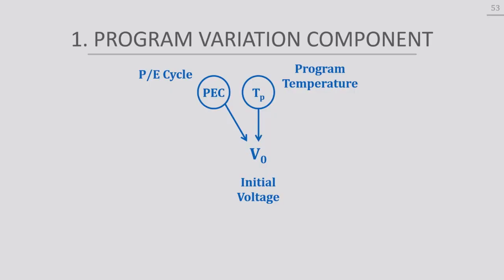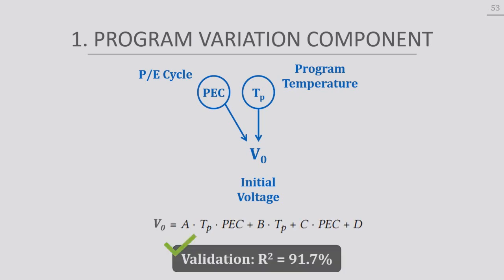This is essentially an existing model before our work. According to our characterization, we show that the program temperature affects the initial voltage dramatically. That's why we add this parameter to this model. And this is how the equation looks. I'd just like to highlight that we validate our results using our real characterization data and show that it fits the real data very well.